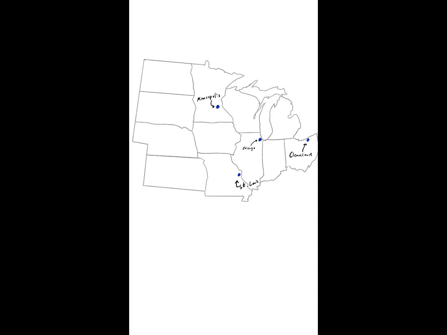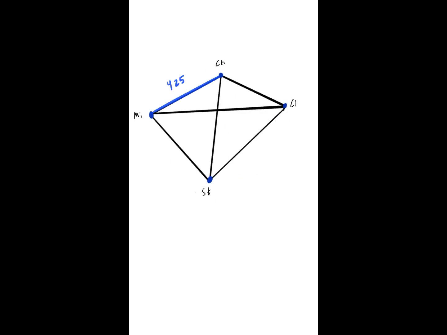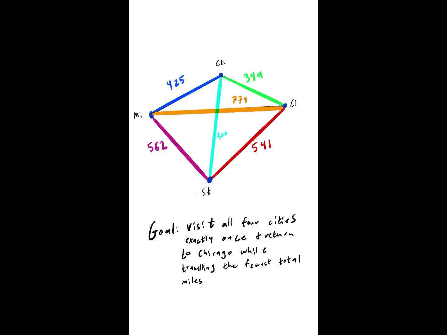We can model this trip as a weighted graph. Each city is a vertex, and each connection between cities has a weight, in this case, the number of miles between them. Now, gas is expensive and you're a college student, so the goal is clear: visit all 4 cities exactly once and return to Chicago while traveling the fewest total miles.